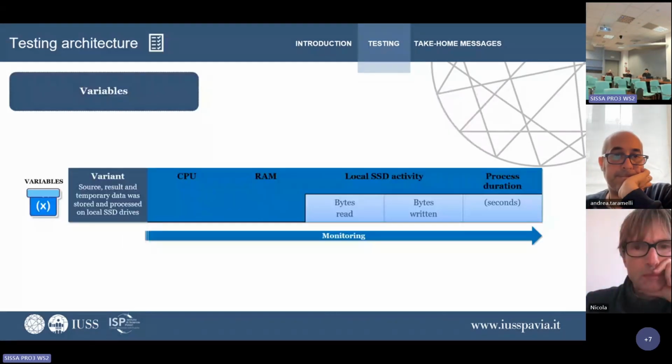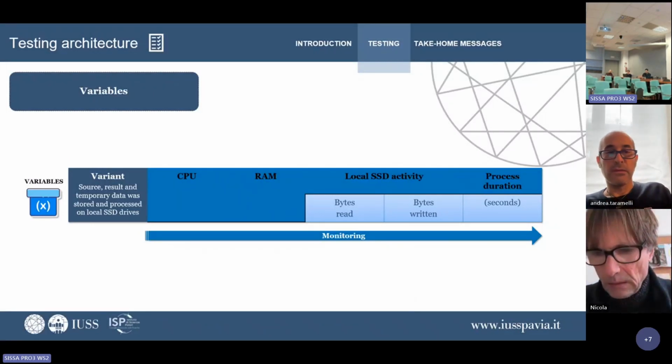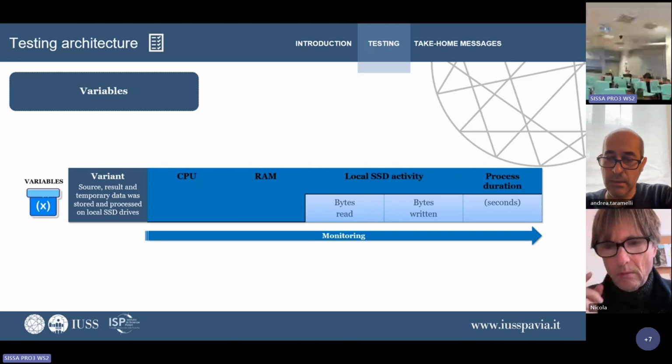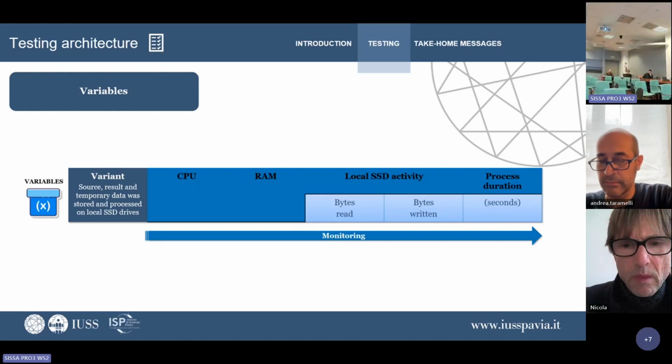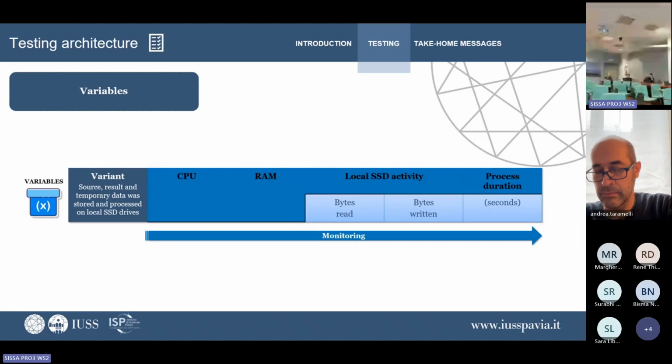All the input data, the results, and the temporary data in this case were stored and processed on an SSD drive. The variables monitored are the CPU and the RAM, represented as percentage of use, the local SSD activity as bytes read and written, and finally the process duration.